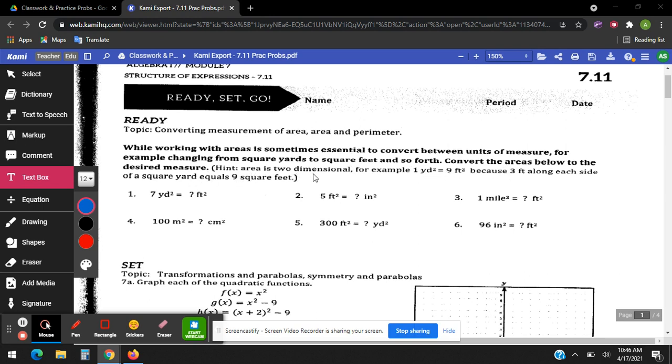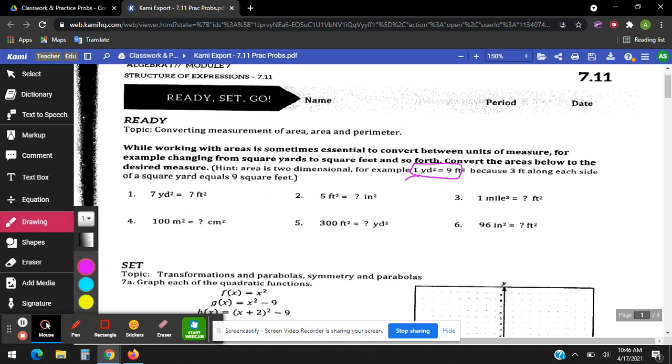Now, keep in mind, the area is two-dimensional. So, for example, 1 square yard is actually 9 square feet because 1 yard is 3 feet and then 3 feet on each side. So that's 9 total. So if you're going down here, we know that 1 square yard equals 9 feet. Well, we want 7 of them. So 7 times 9 equals 63 feet squared.